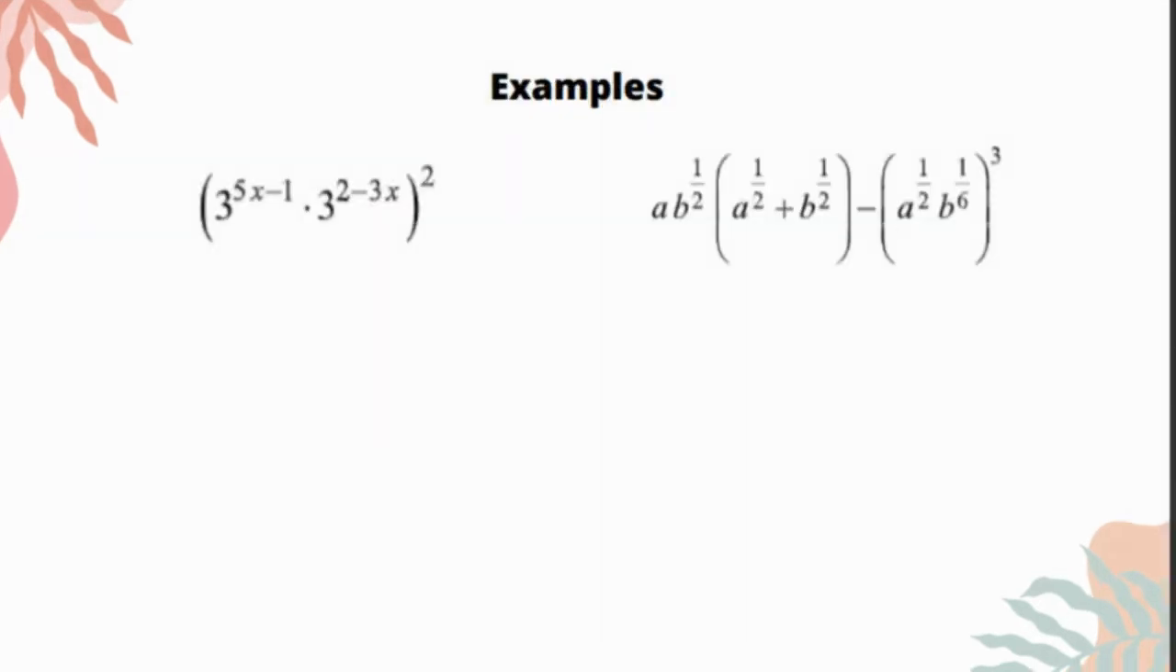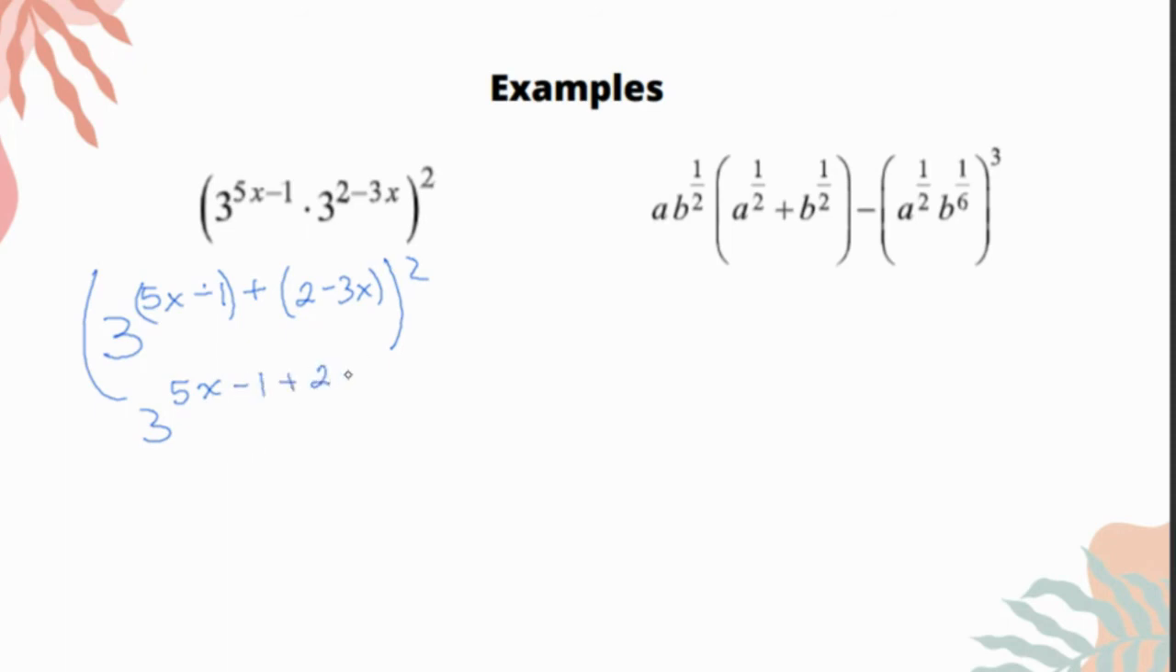Let's use what we just learned to try and simplify these expressions here. So in this first example, we have the same base, we multiply the powers, so we can add the exponents first. I keep the base and I add the exponents: minus 1 plus 2 minus 3x, and all of this still squared. Now I will simplify this, collect like terms. So 5x, subtract 1 plus 2, subtract 3x, drop the brackets, and then 5x and negative 3x, negative 1 and positive 2 go together. So we'll get 2x plus 1, and all of this squared.